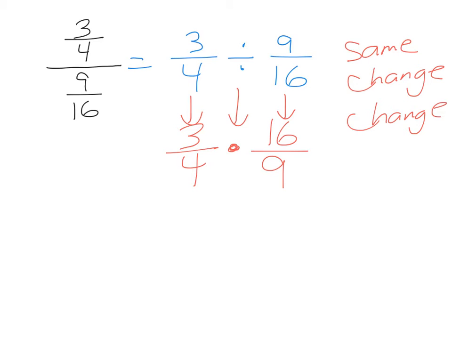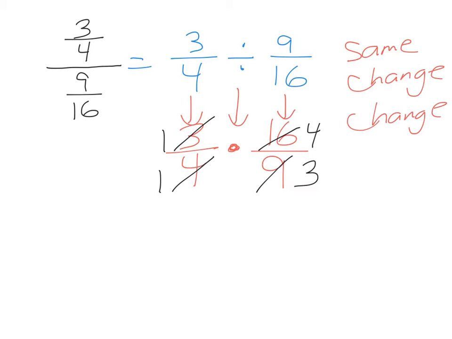And in this case, I can look for how I can cross cancel. And I know the 3 and the 9 cross cancel because 3 goes into 3 once and 3 goes into 9 3 times. Do the 4 and the 16 cross cancel? Is there a number that goes into both 4 and 16? Yep, you got it. That's right. The number is 4. 4 goes into 4 once. 4 goes into 16 4 times.